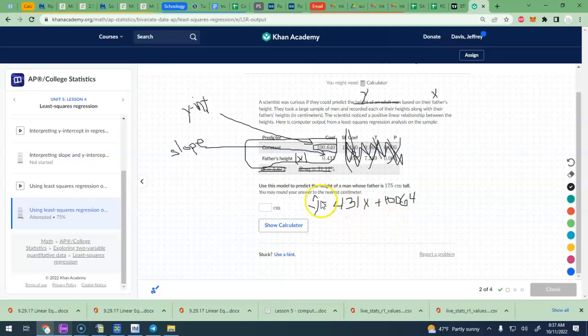Yeah. Okay. So that's my equation, but they're asking me a little bit more than that. Use this model to predict the height of a man whose father is 175 centimeters tall. So father's height is x. So you would take 175 and do what with it? Plug it in for x and then figure out what that is right there.